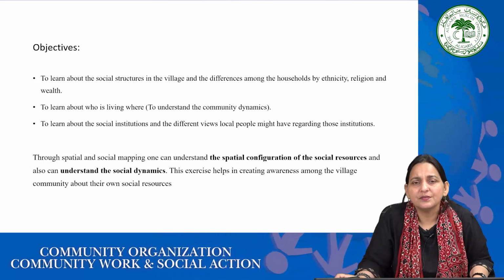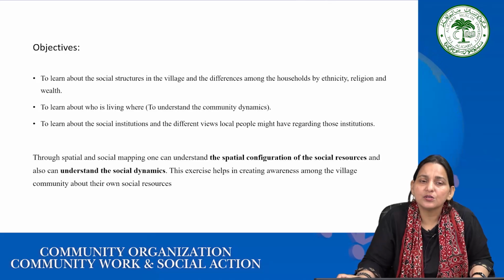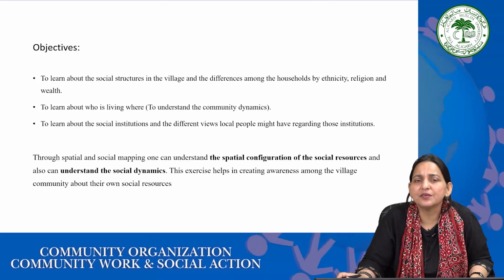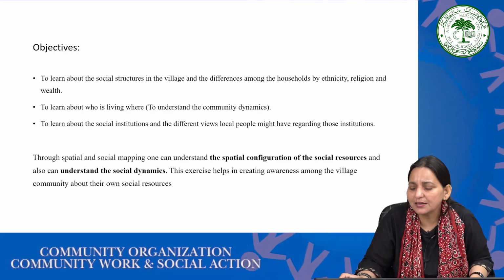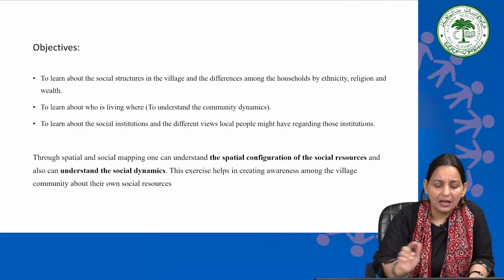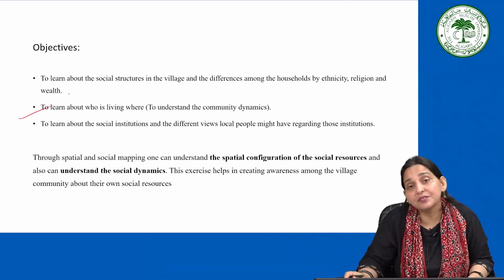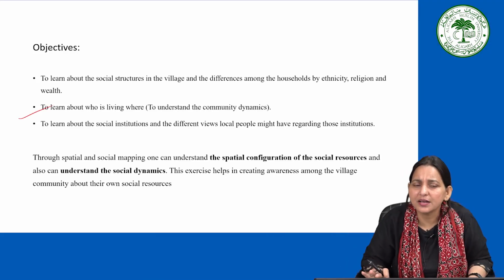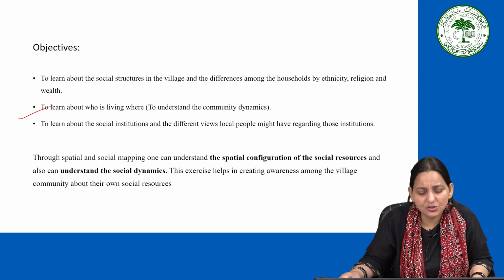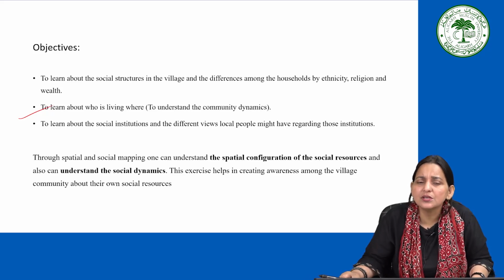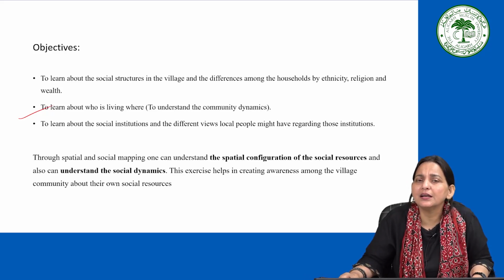So what are the objectives of social mapping? To learn about the social structures in the villages, the differences among the households by ethnicity, religion and wealth, and to learn about who is living where, so as to understand the overall community dynamics. Then to learn about the social institutions and the different views local people might have regarding the institutions.